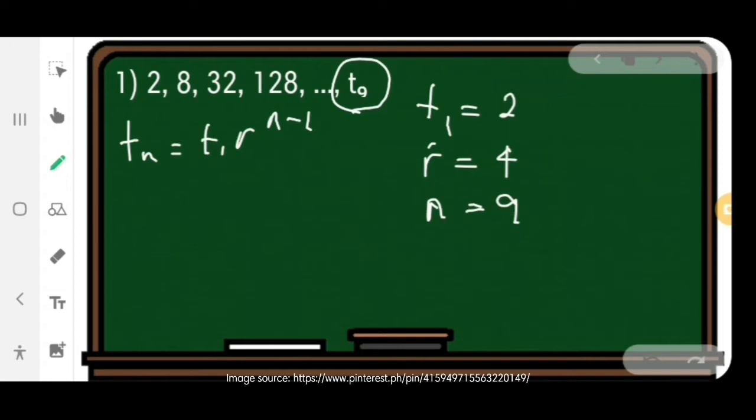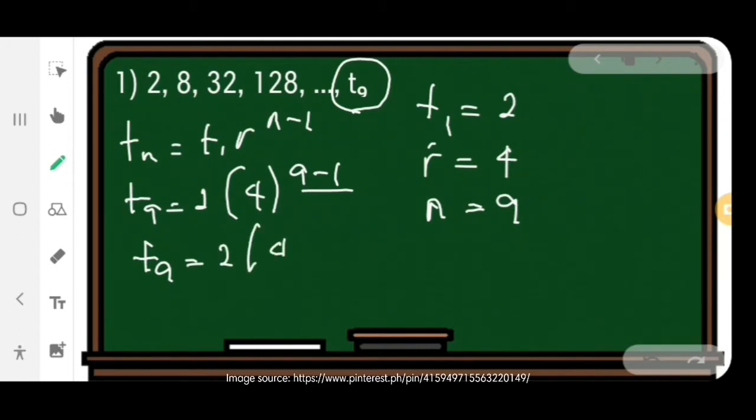Now let us substitute the given value. So we have t sub 9 is equal to 2 times 4 raised to 9 minus 1. Let us simplify by following the order of operations. So we are going to start first with the exponent, 9 minus 1. So t sub 9 is equal to, copy 2, then copy also 4. Then 9 minus 1 is 8.